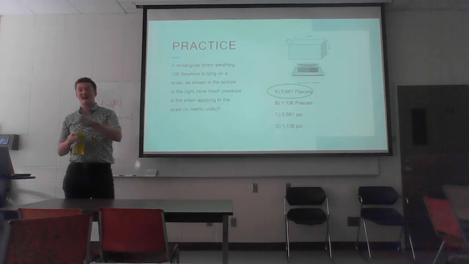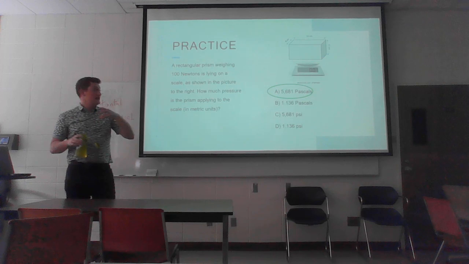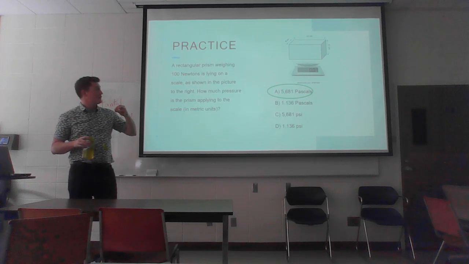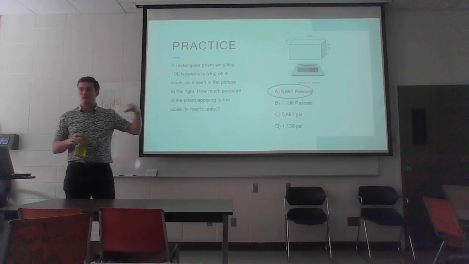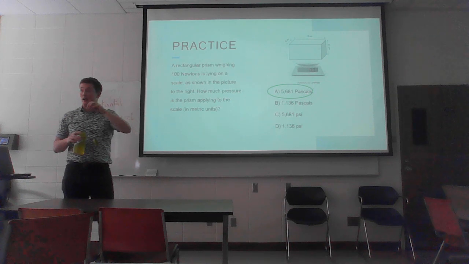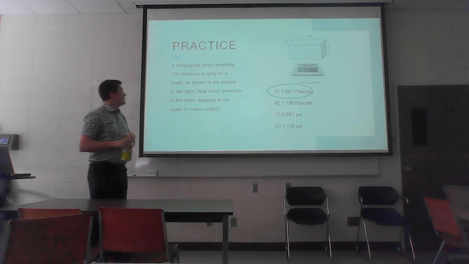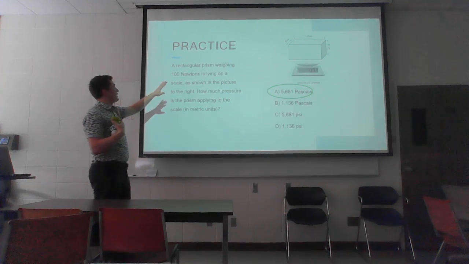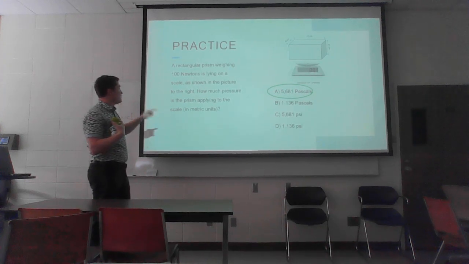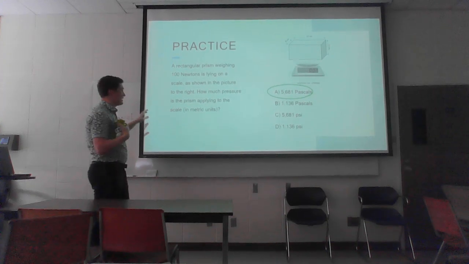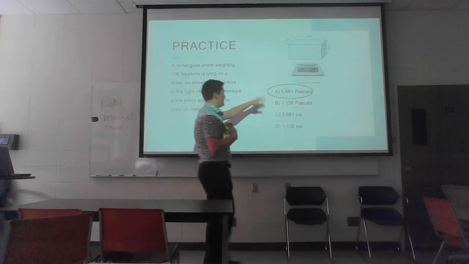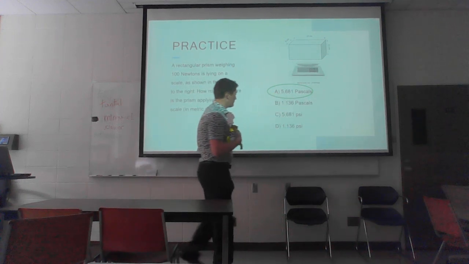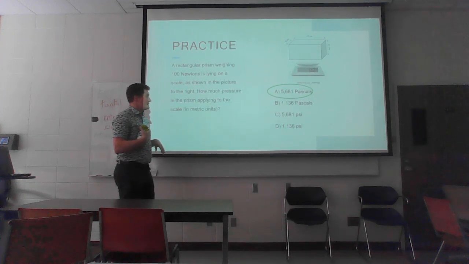So, as an aside, I was really intrigued by the idea of creating questions with good distractors that are able to identify where a student went wrong. For example, we have our practice question here, which has a rectangular prism weighing 100 newtons lying on a scale as shown in the picture to the right. How much pressure is the prism applying to the scale in metric units? So the answer is 5,681 pascals.